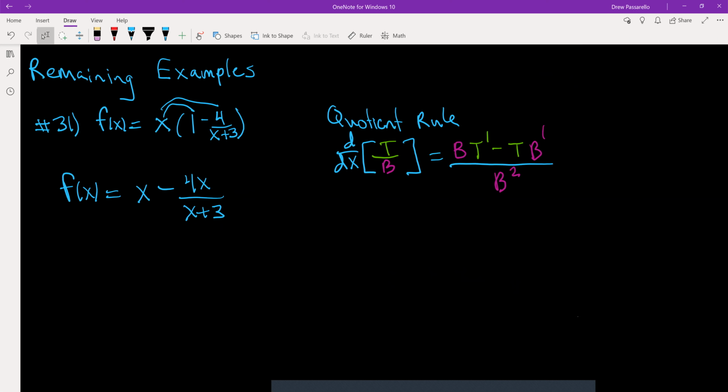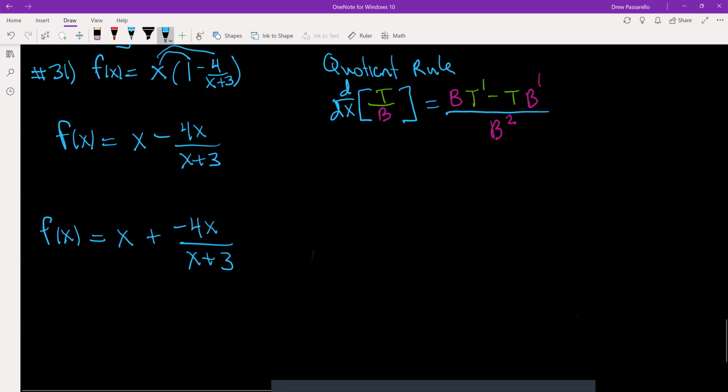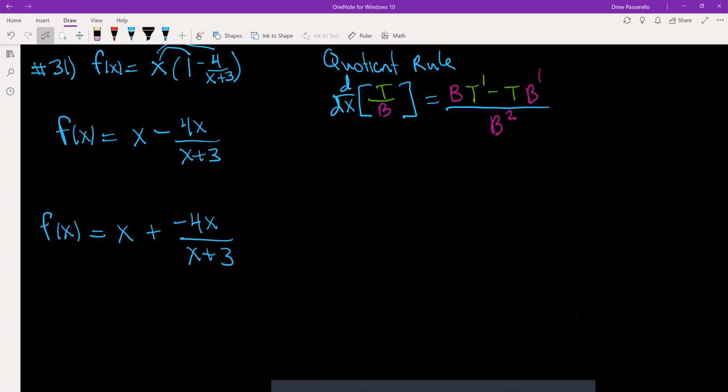Okay, so this is just a preference thing. When I have minus 4x like this, I'm going to write it as x plus, and then attach the negative up to the numerator of the fraction. So it's minus 4x up top and then over x plus 3. All right, that's a preference thing. You don't have to do that. But I tend to do that, so I usually attach the minus up to the numerator part of the fraction.